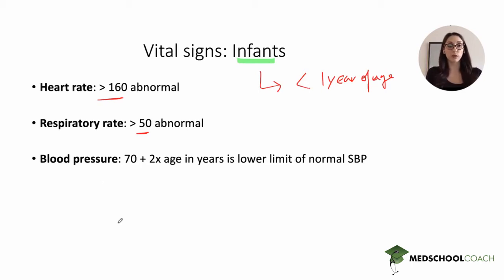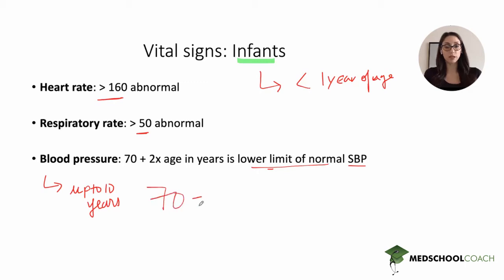The blood pressure of children and infants is going to be lower than that of adults. So there's a really neat rule of thumb that you can use for blood pressure, and this actually applies for children aged up to 10 years. So not just in infants, you can use this rule of thumb in other older pediatric patients. And this rule of thumb says that the lower limit of normal for the systolic blood pressure should be about 70 plus 2 times the age in years.